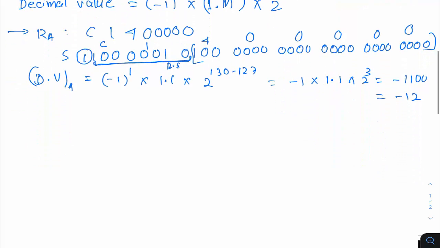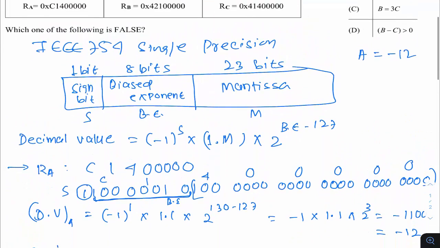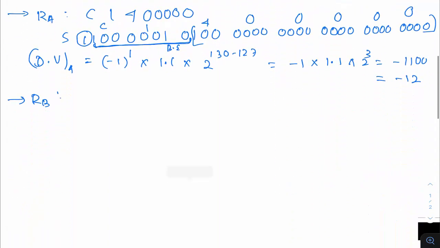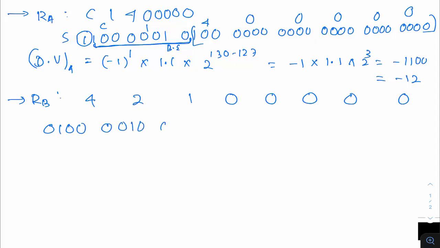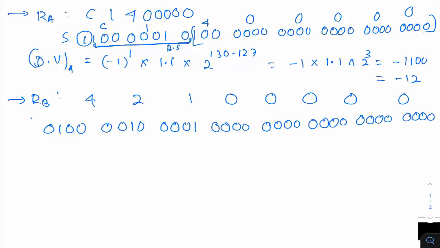The same story we have to repeat for B and C as well. What is the content of RB? It is 421 followed by 5 zeros. 4 stands for 0100, 2 stands for 0010, then 1 is 0001, then 5 zeros. This is your sign bit, then these 8 bits are the biased exponent, and the remaining is your mantissa.